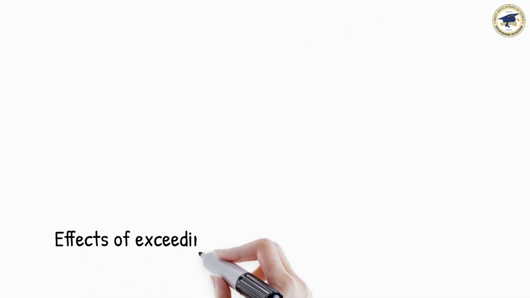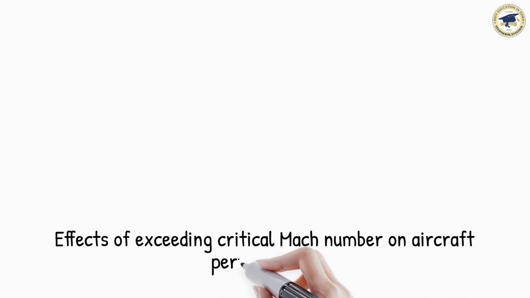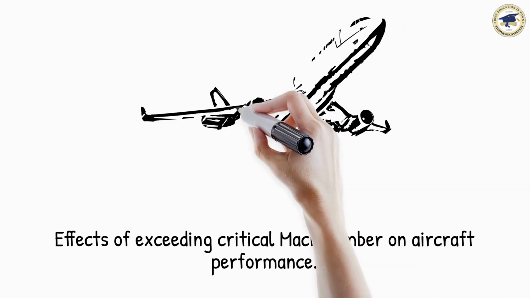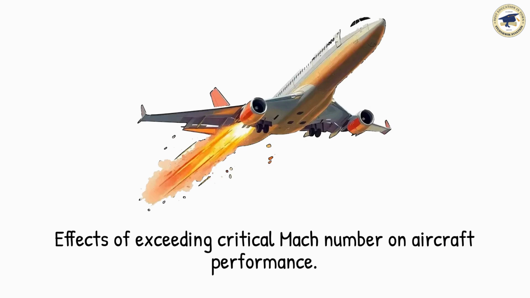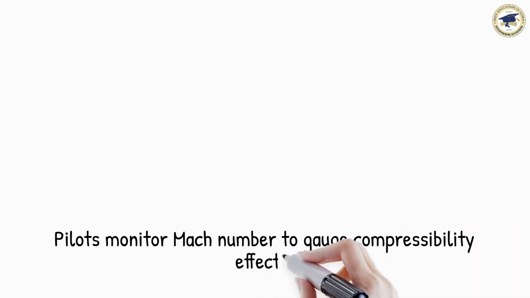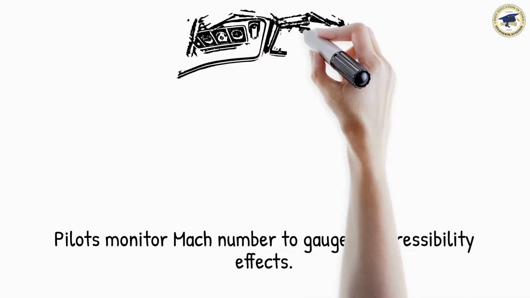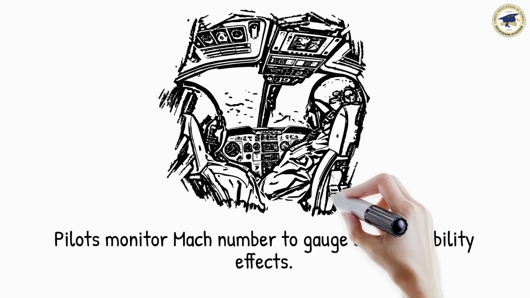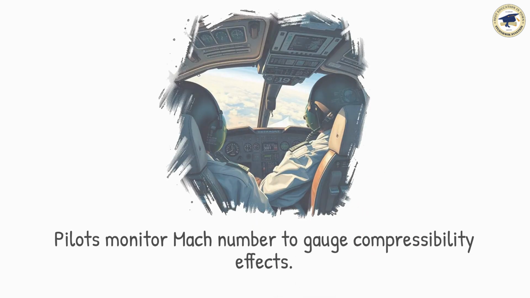As the aircraft goes faster beyond critical Mach, shock waves grow stronger, drag increases rapidly, lift reduces, and control surfaces become less effective. This is why pilots monitor Mach number very carefully at high altitudes. It provides a true measure of how close the aircraft is to compressibility effects.